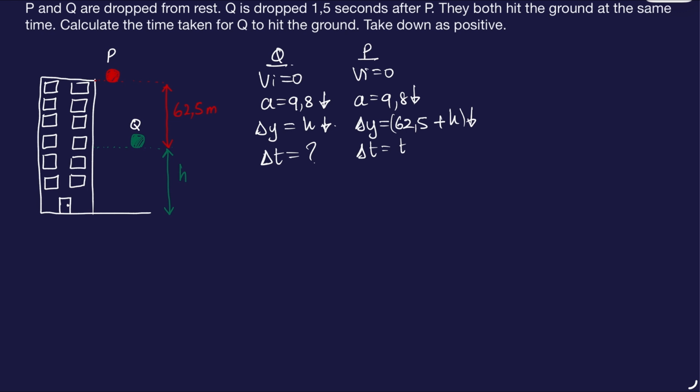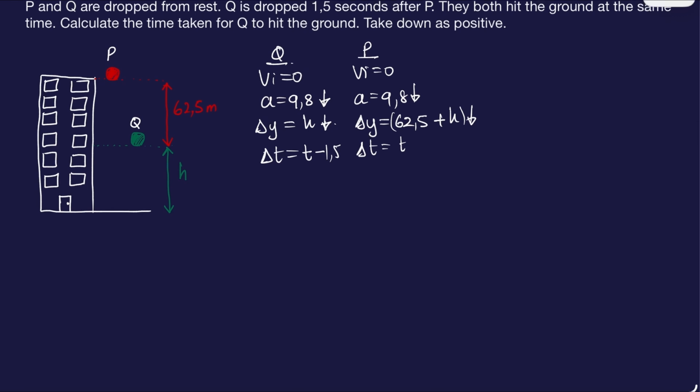Now, for Q, because Q was dropped 1.5 seconds after P, it means that Q is in the air for a shorter period of time. So the time for Q, I can instead write it as T, the time for P, minus 1.5. So 1.5 seconds less than the time for P.